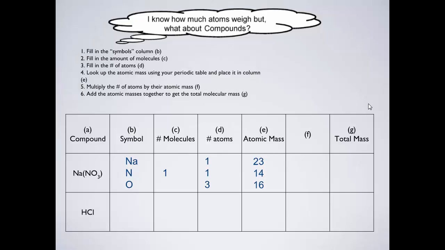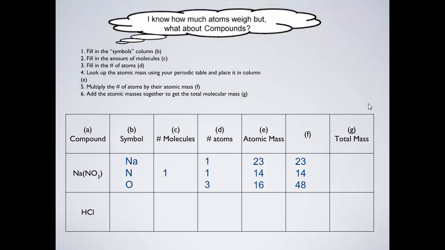Now I multiply the number of atoms of each element times the atomic mass to get the mass of each element. So for sodium, it's just 1 times 23. For nitrogen, it's 1 times 14. For oxygen, there's 3 atoms of oxygen altogether. The mass of one oxygen is 16. So the mass of all of it is 48.